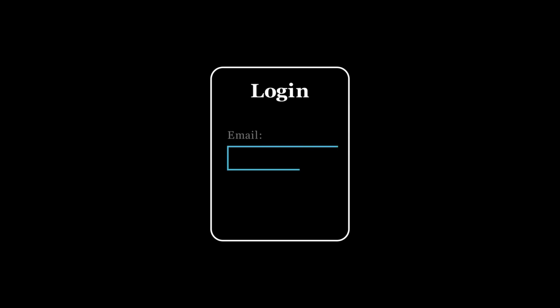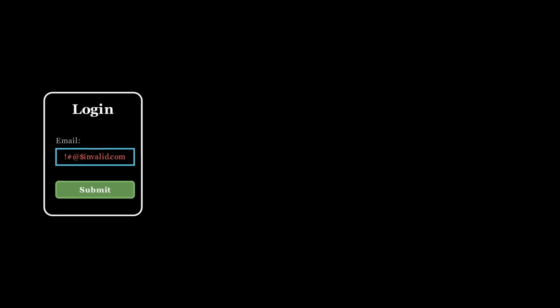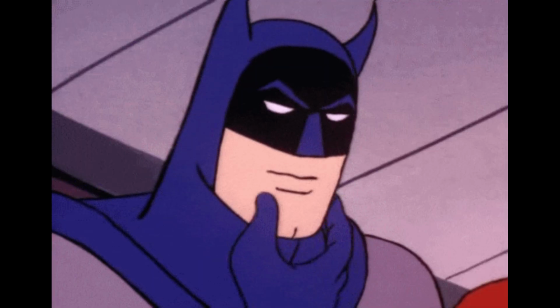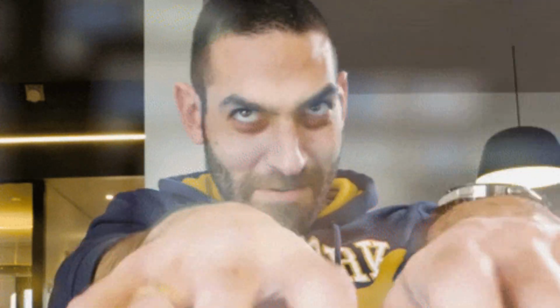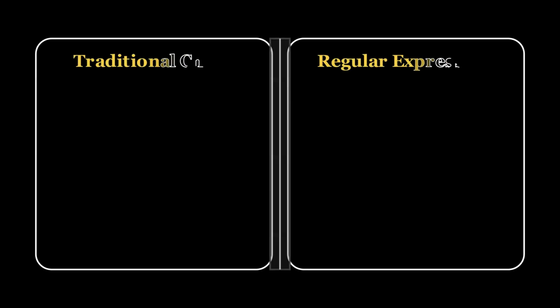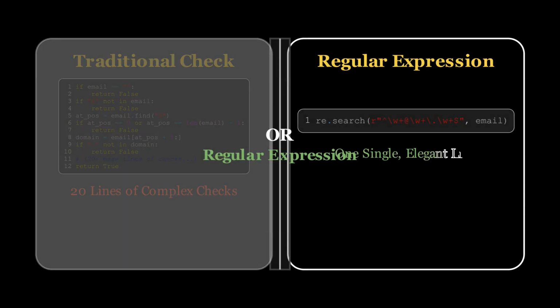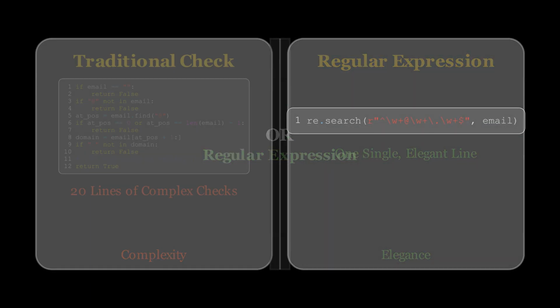Suppose you have built a login form. The user types in the email, hits submit, and when you check it out, it's just a bunch of random characters. Your Python backend is now storing garbage data. What you can do is write 20 lines of if-else statements to check if the string has an @ symbol, a domain, and a dot, or you could use a regular expression and do everything in a single line.